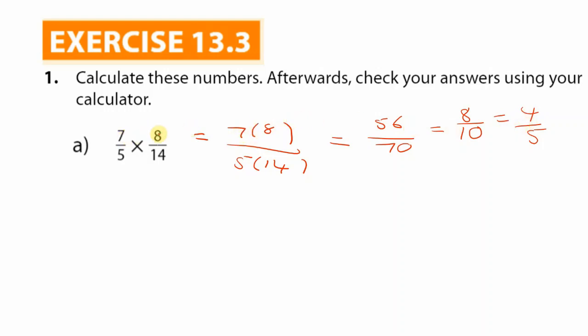Okay, so this is the approach of multiplying tops, multiplying bottoms, and then simplifying. The other approach is if we multiply or divide, we are allowed to cancel. So for that strategy we can say, well, 7 and 14, they can cancel to an extent. 7 can go into itself once, 7 can go into 14 twice. We can even go further. 2 can go into itself once, 2 can go into 8 4 times. So now at the top we have 1 times 4, which is 4. At the bottom we have 1 times 5, which is 5. And we get exactly the same solution.